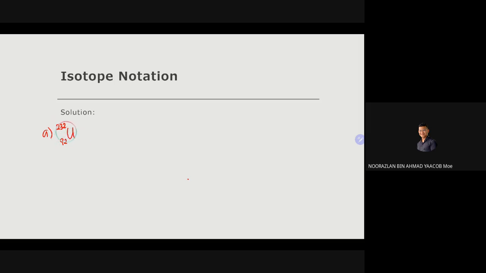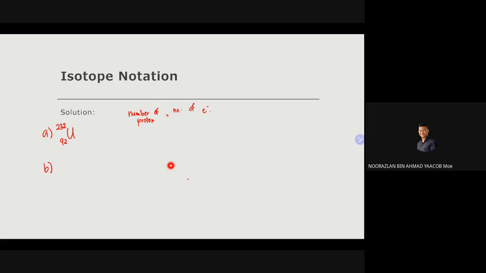Kita dapat 232. And then dia bagi tahu, so this is the nuclear number. And then dia bagi tahu number of electron dia juga adalah 92. Therefore it has zero charge. So number of proton equals to number of electron. Jadi zero charge.